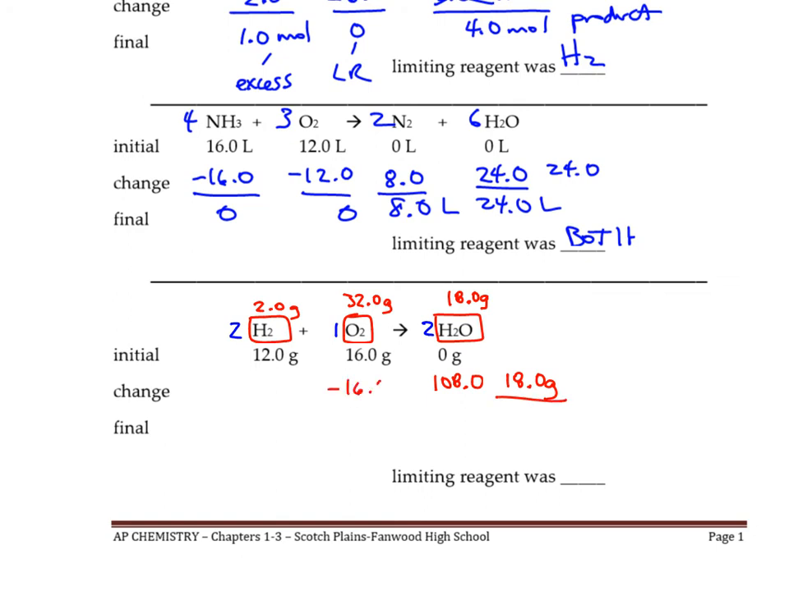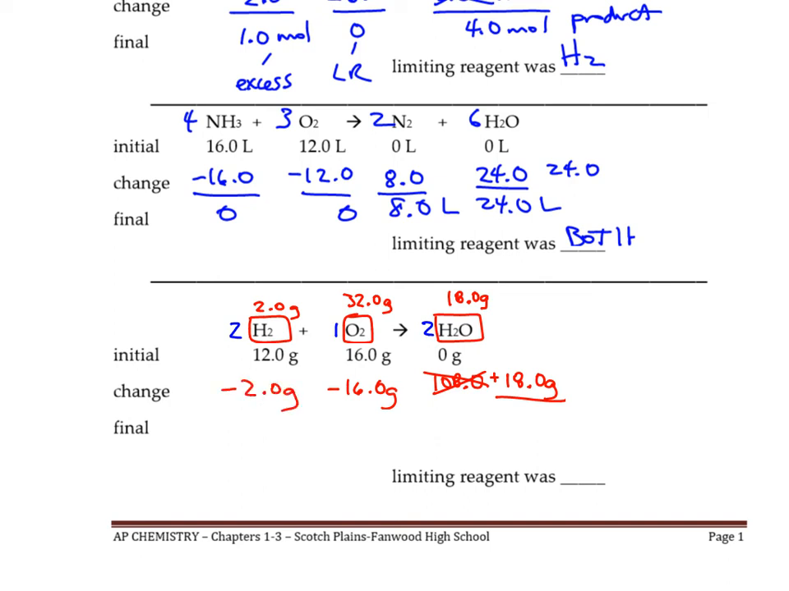And now what I have to do is figure out how much of the hydrogen I needed. So I'm going to bridge backwards from the 16 divided by 1 divided by 32 times 2 times 2. And I'm going to get an answer of 2. So I only need 2 grams of hydrogen to react completely.